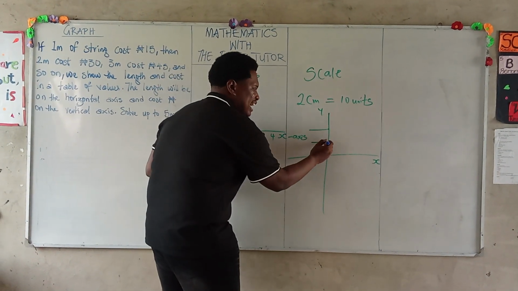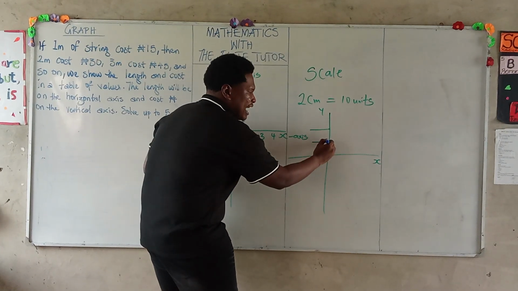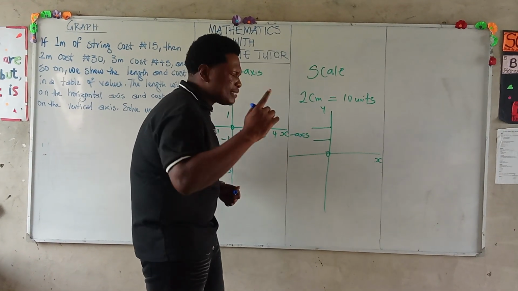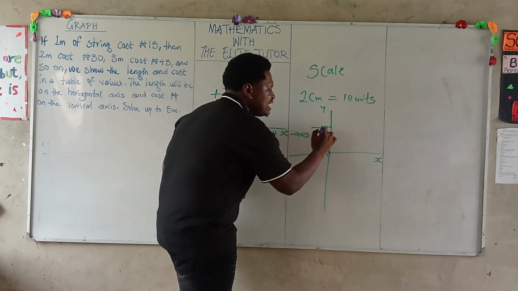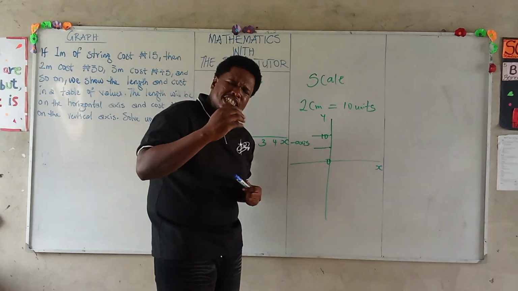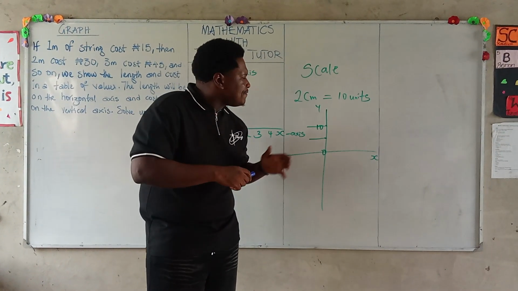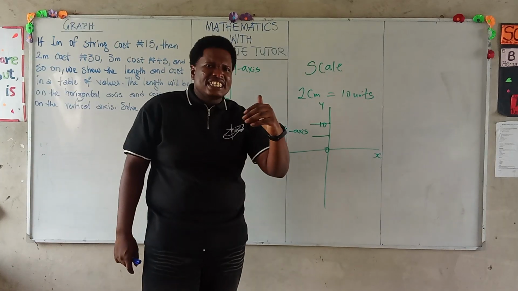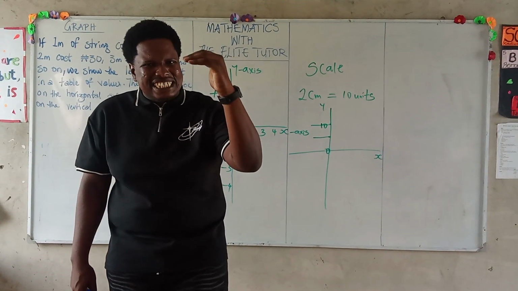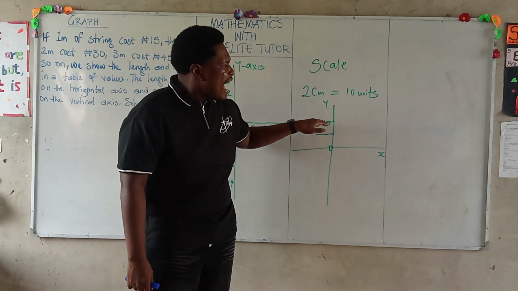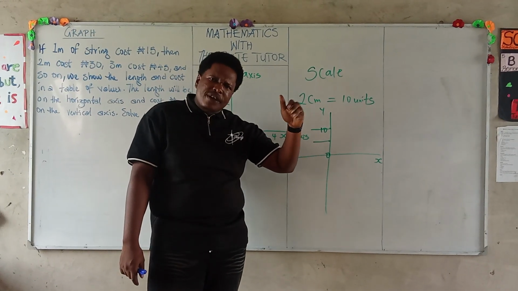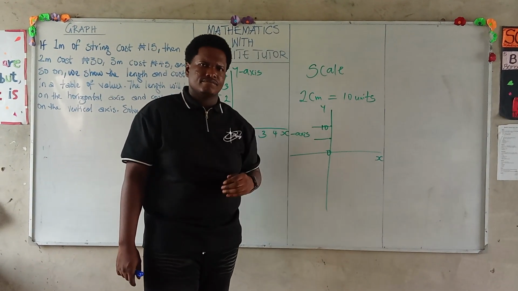That means from here to here is one small box, from here to here it's another small box. So this means that we'll have our 10 here. And this also tells us that our values will be increasing in terms of 10. So if we have 10 here, our next value will be 20.